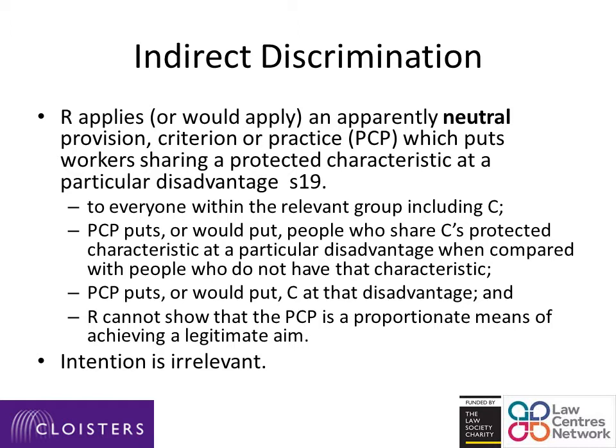It's the PCP which must put, or would put, the claimant at that disadvantage. So in other words, as well as group disadvantage, there has to be individual disadvantage. And then finally, the respondent must be unable to show that the PCP is a proportionate means of achieving a legitimate aim. As with direct discrimination, intention is irrelevant.